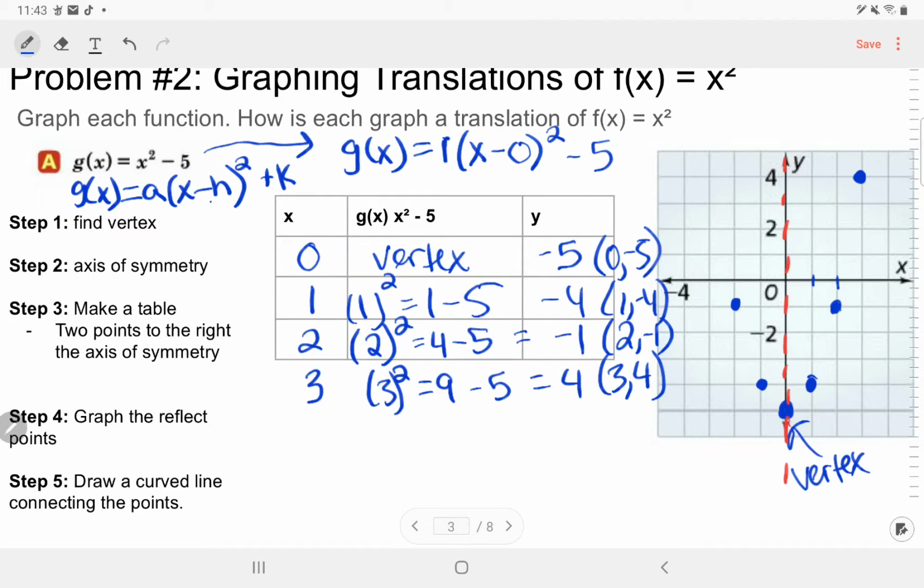And now I have a much better illustration of what my quadratic is going to look like. I see it's 3 places away from my axis of symmetry. So I'm going to go 3 to the left, the opposite direction. And now that I have enough points, I'm going to connect my points to make my quadratic, and it is going to be a U shape.